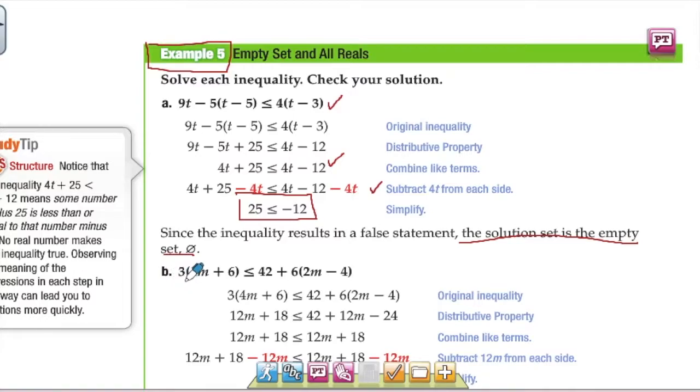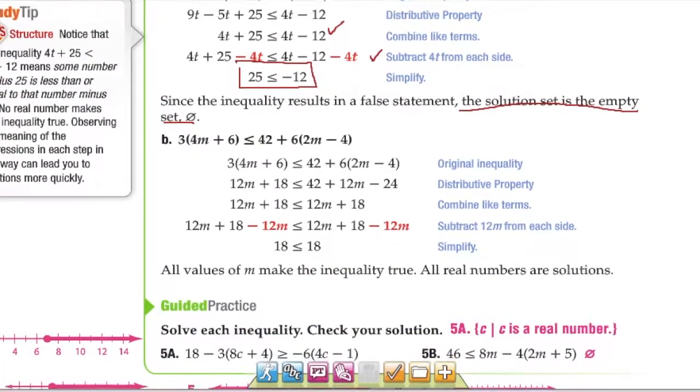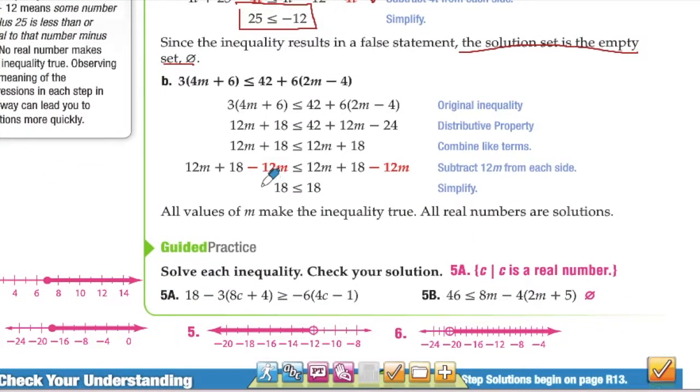In problem B, again, we have to distribute, and we do need to combine like terms and put the variable on one side. Our resulting answer is 18 is less than or equal to 18, which means that all real numbers will make this inequality true. And if you don't believe it, just check. Check any number you want for m and plug it in on both sides of the inequality and see if you don't come out with a true statement every single time.